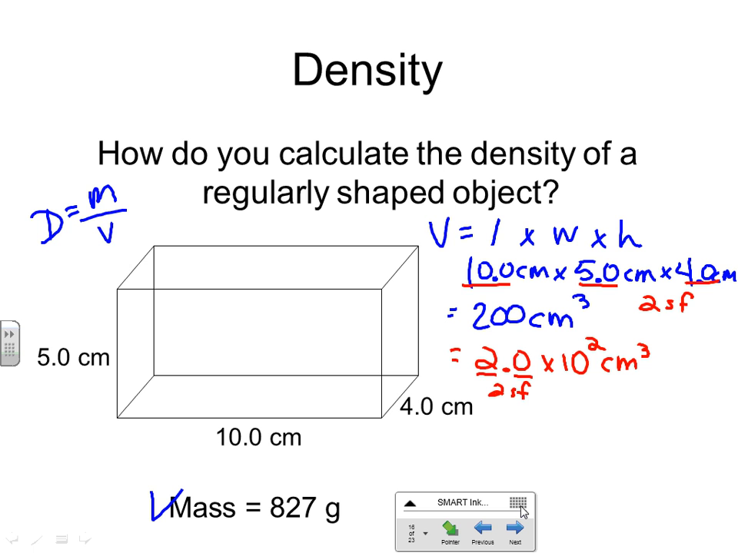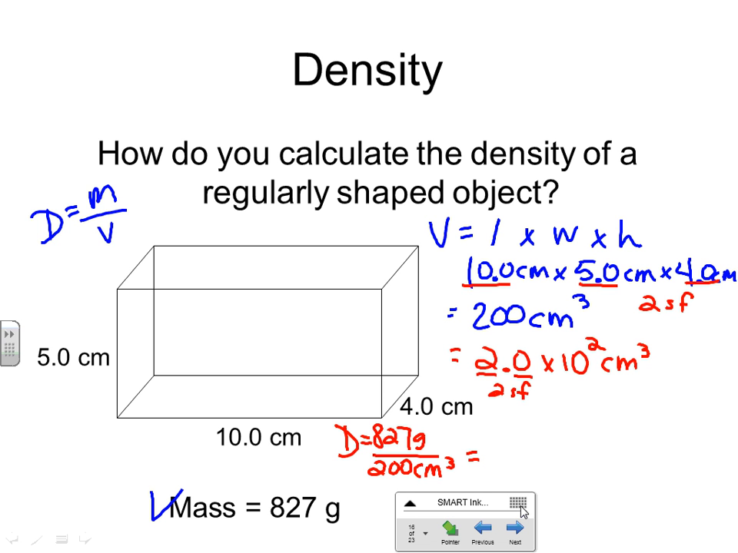That should give you a preview to what we're going to do in just a minute. And the only reason I counted sig figs is because we multiply here. Don't forget, if you were adding, you would just count decimals. So we're not done yet. Density is mass divided by volume. So you've got 827 grams divided by a volume of, we'll write 200 centimeters cubed here for you.